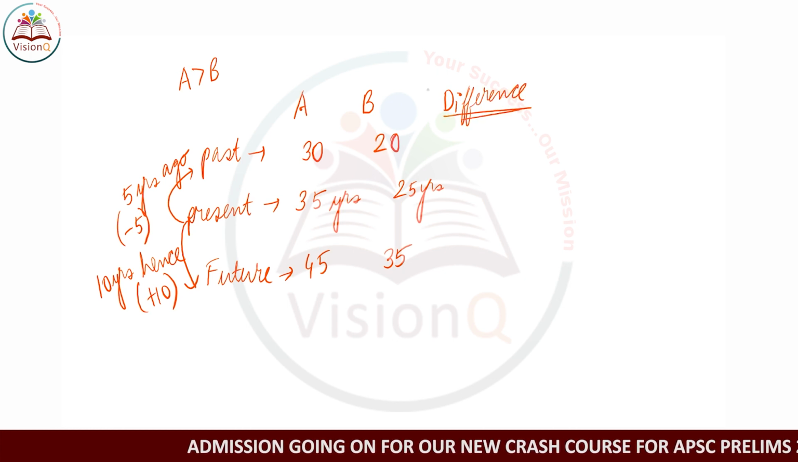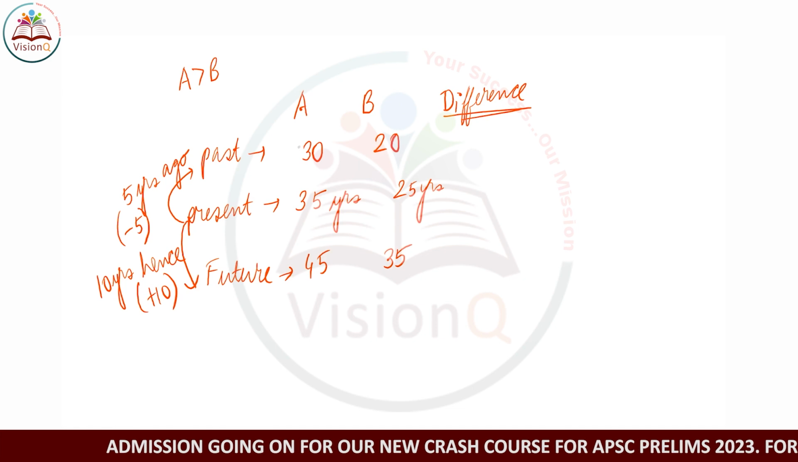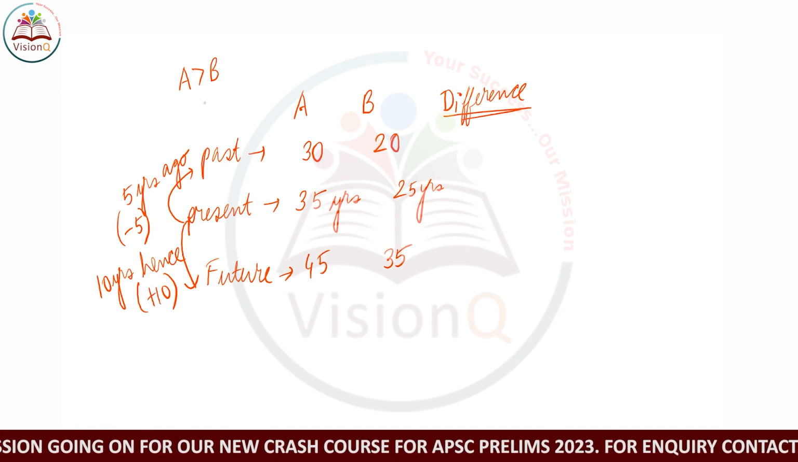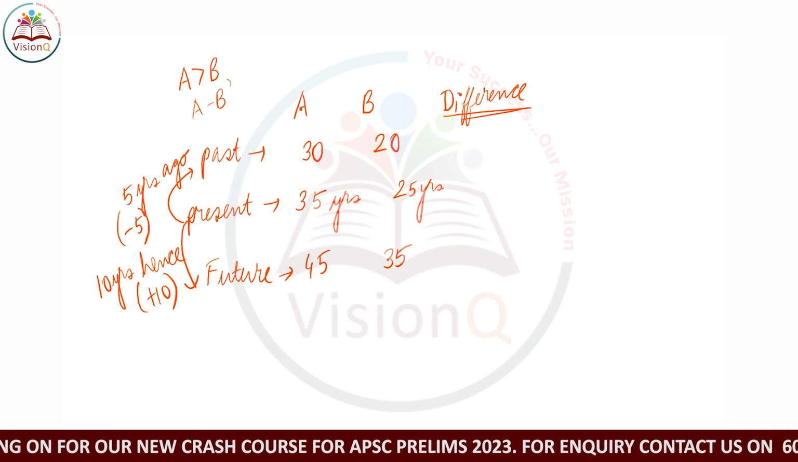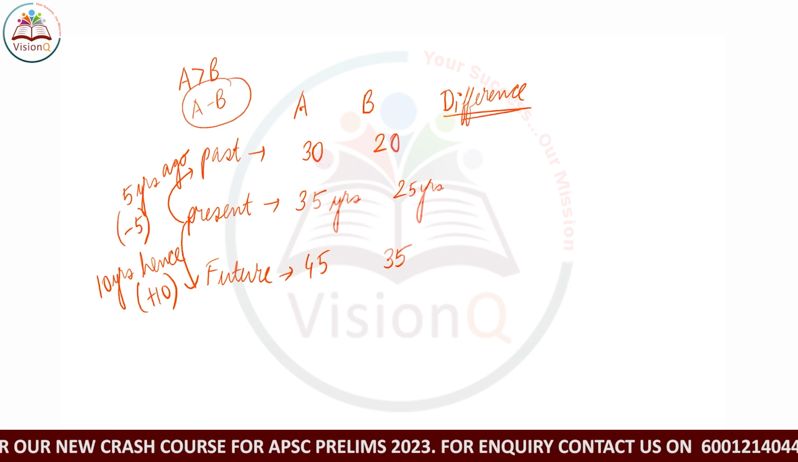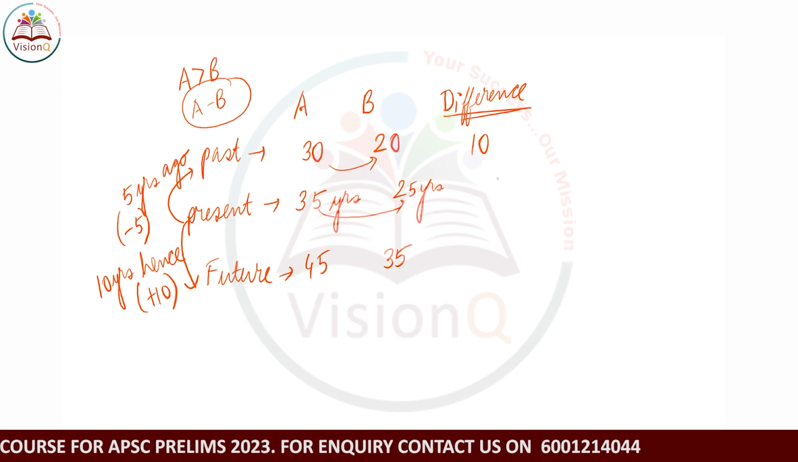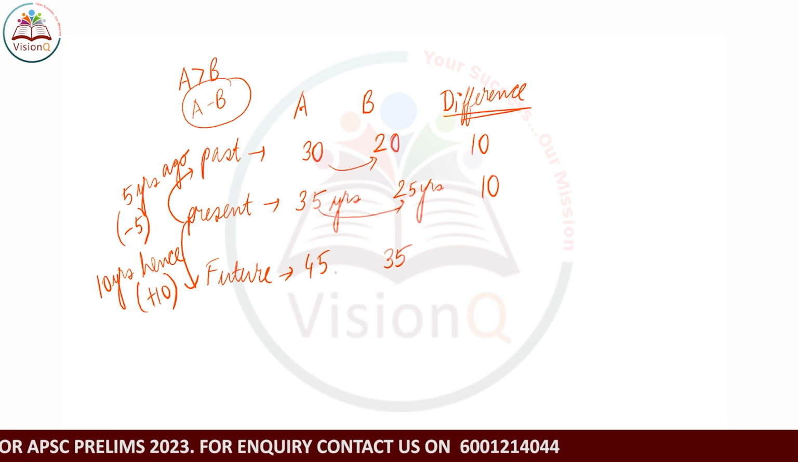The difference of their ages in the past, present and future: since A is elder than B, I have to subtract A minus B. So 30 minus 20 is 10 years. 35 minus 25 is again 10 years, and 45 minus 35 is again 10 years.